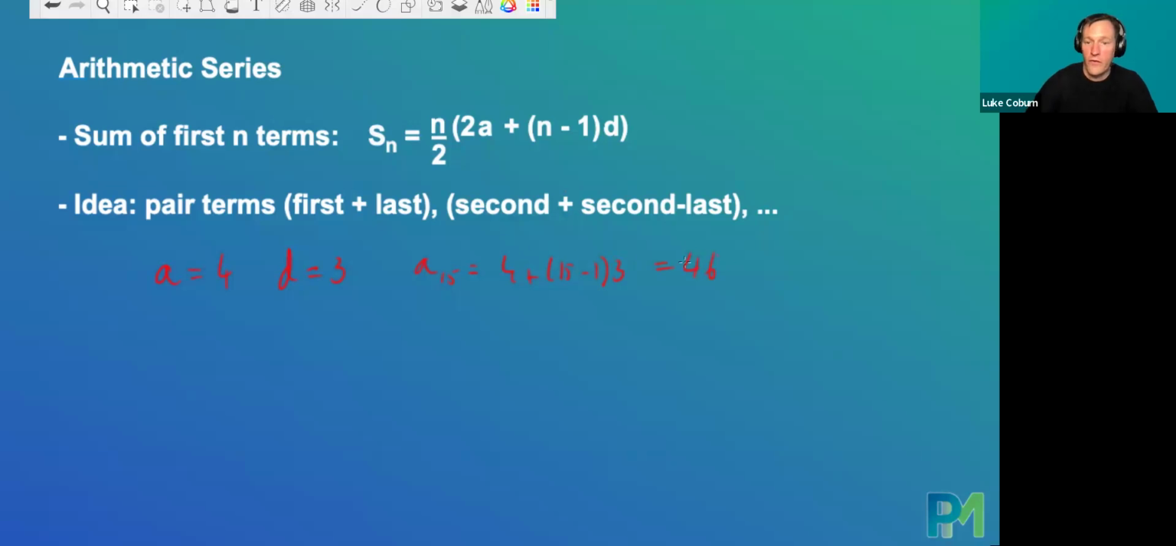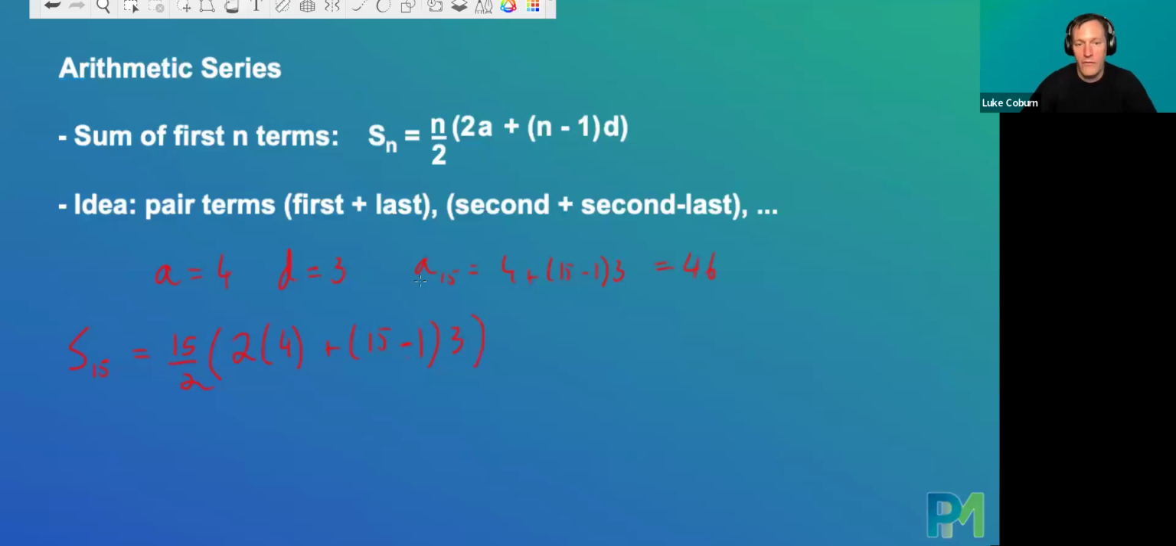What if we, so this was the 15th term in the sequence. What if we wanted to calculate the sum of the first 15 terms? Well, how would we do that? Well, we have another formula to do this. So what is it then? It's n over 2, so it's 15 over 2, n over 2 times 2 times whatever a is, which was 4, plus, and then 15 minus 1 times 3.